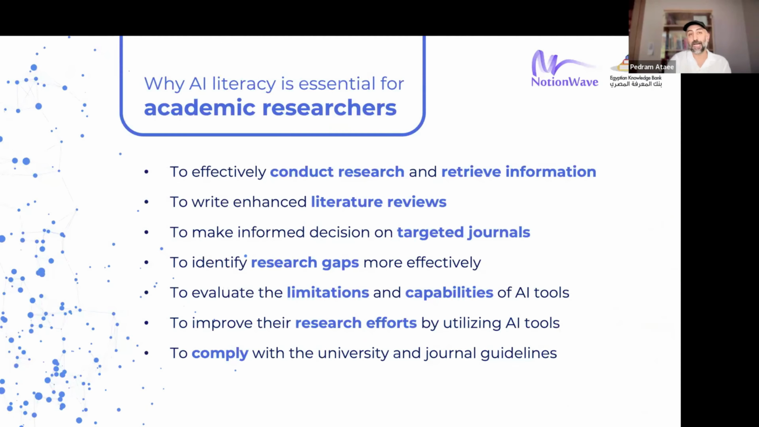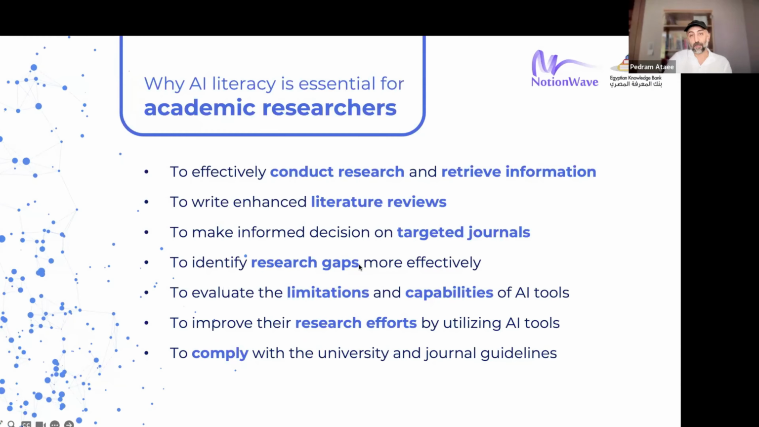For academic researchers, understanding how they can use AI to effectively conduct research and retrieve information, and how they can write an enhanced literature review, is very important. Before I go through the other use cases of AI, literature review is something that amazed me as well. I remember the times that we spent months on literature review, but these days we can get a very comprehensive literature review in a few minutes or so, which is very mind-blowing.